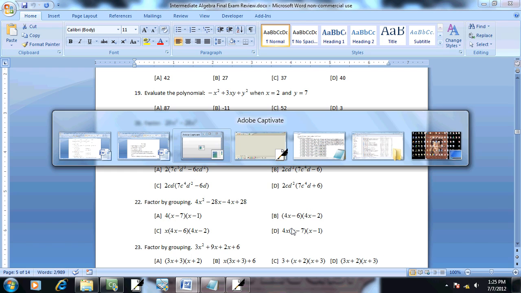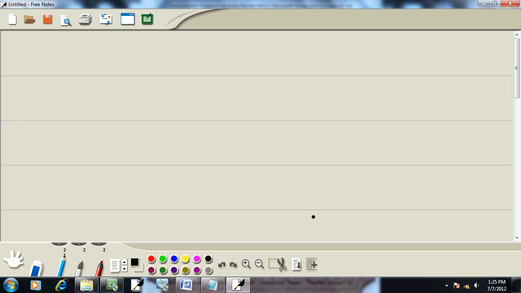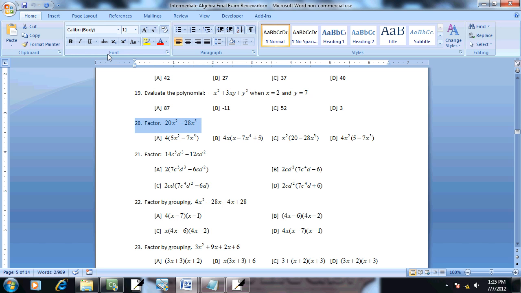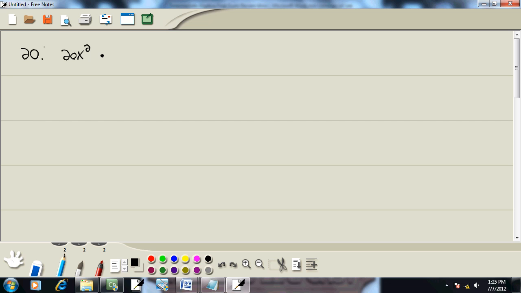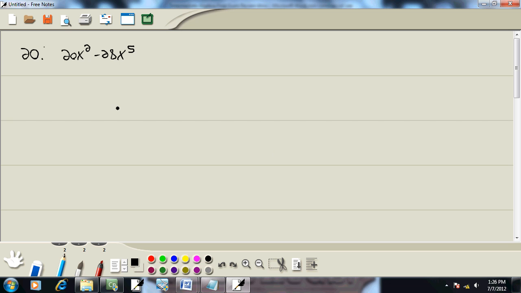So let's look at this problem. Number 20. And I got 20x squared minus 28x to the fifth. Now, looking ahead at the answers, I see what they're doing. I'm going to go ahead and work it the way they're implying, and then I'm going to go back and talk about how I'd probably really do it in class.